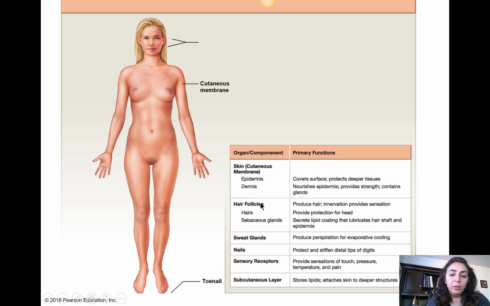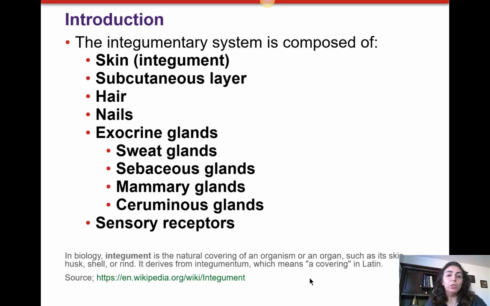Then we have the hair follicles, which include the hair and some glands around it, the sebaceous glands. We're going to talk about them. We have some sweat glands, nails, sensory receptors, and the subcutaneous layer. These are all part of the integumentary system, and you have the function of each one of them here, and we're going to talk about each one and explain the function of each one.